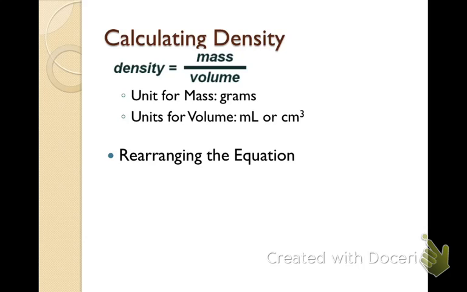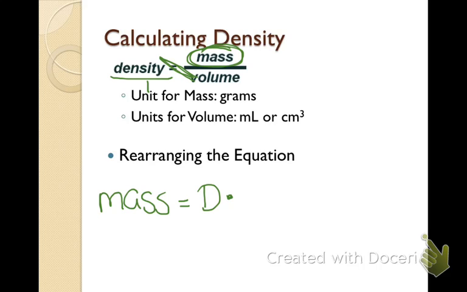We also need to know how to rearrange the equation. So for example, if mass was our unknown, we'd want to put it on the left-hand side of the equation and then figure out what would be on the right-hand side. We can put density over 1 and then cross multiply and divide. Since mass is on the top, we'd actually multiply those two. So mass is equal to density times volume.